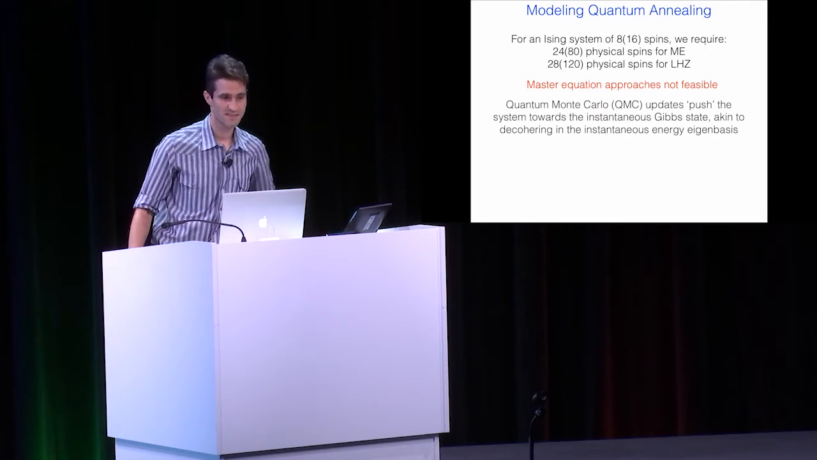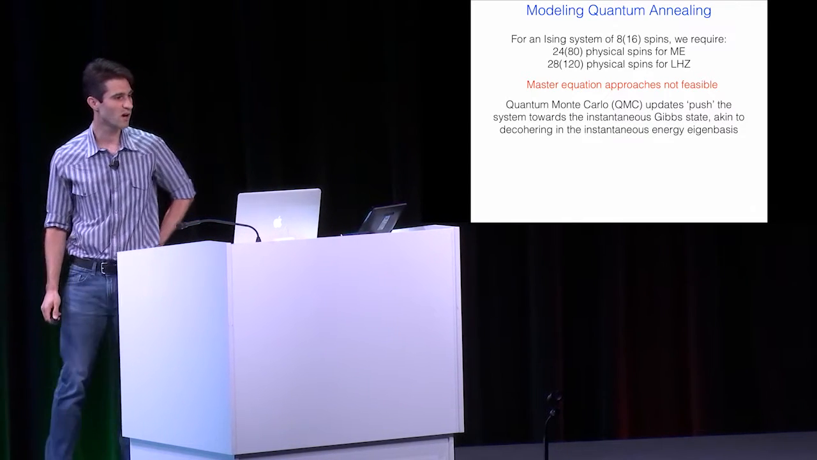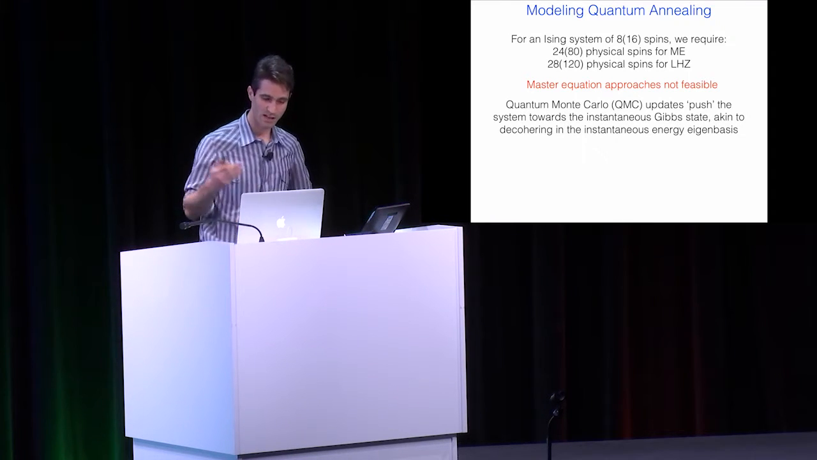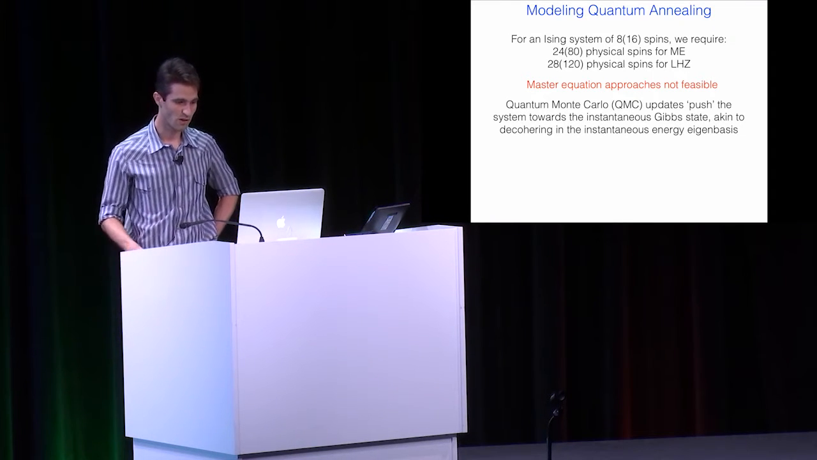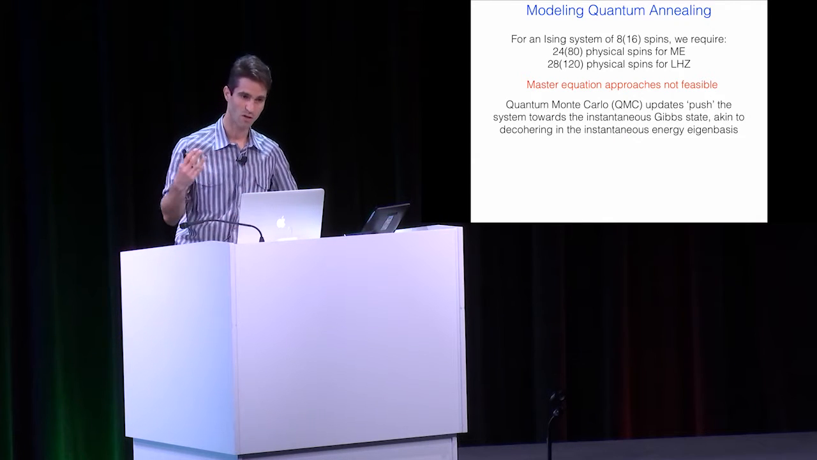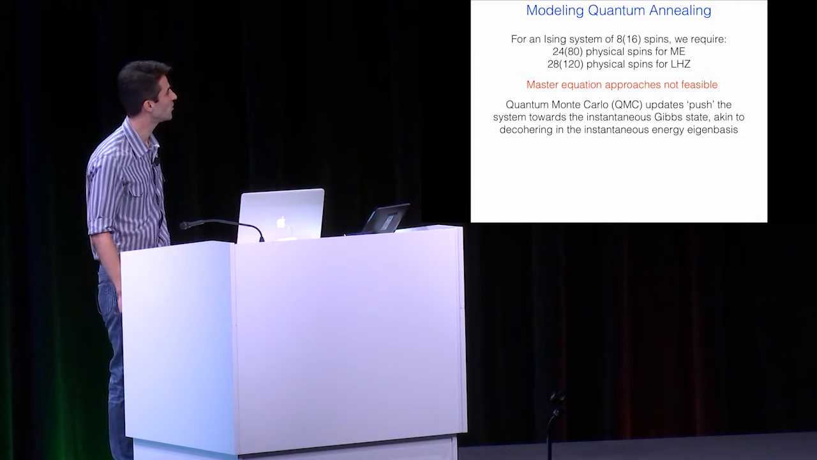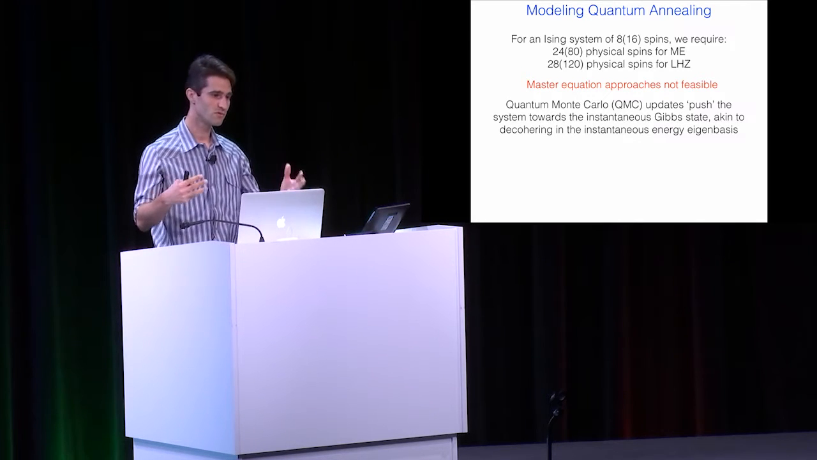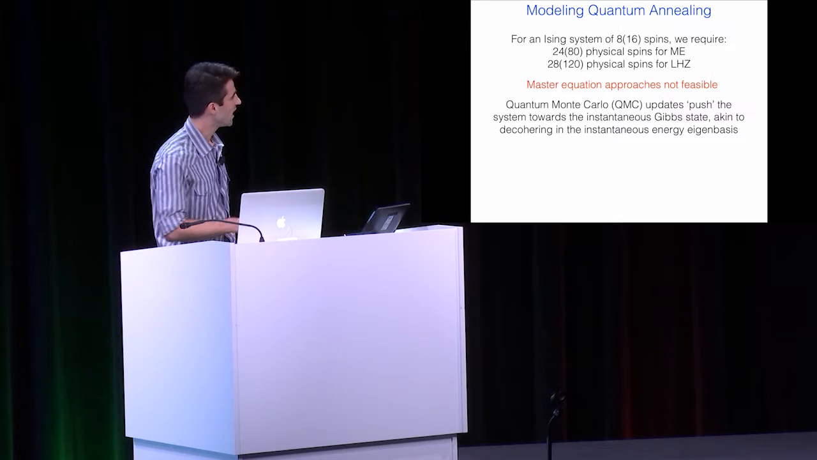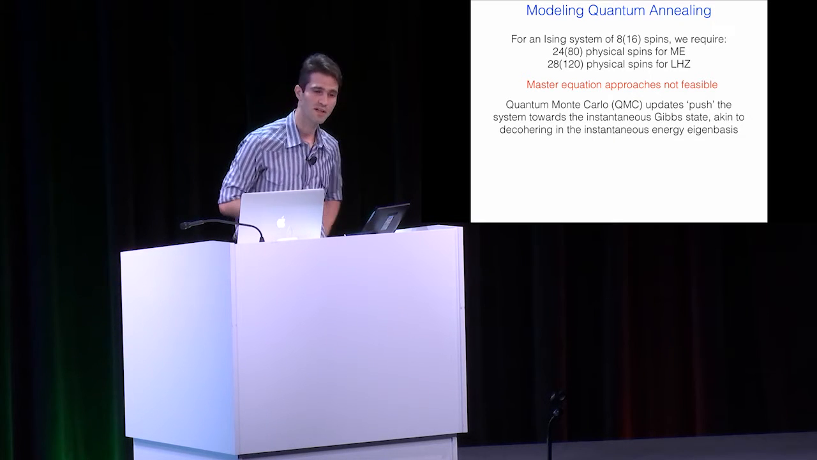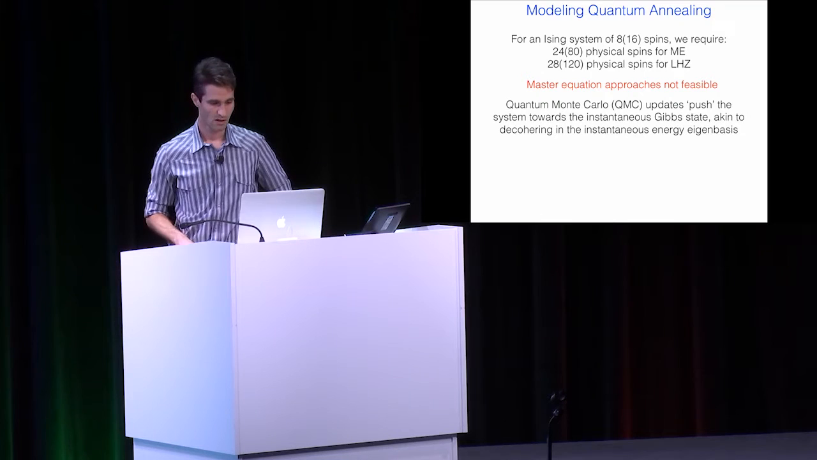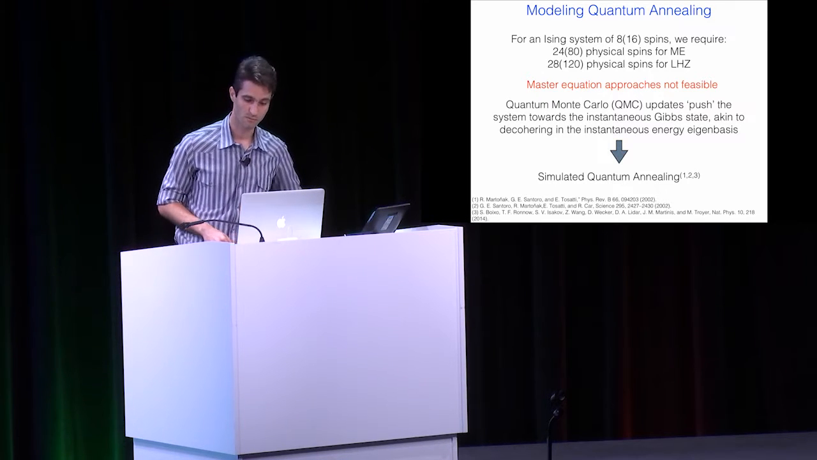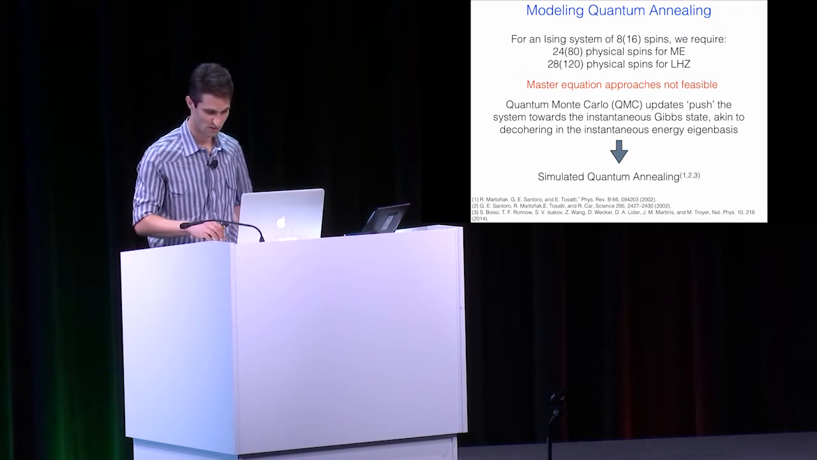But what we've learned, at least a lot at this conference, is that quantum Monte Carlo is a good substitute. The way I like to think of quantum Monte Carlo as a model of a physical quantum annealer is that you can think of the quantum Monte Carlo updates as pushing you towards the instantaneous Gibbs state. That's kind of like decohering in the instantaneous energy eigenbasis. So our method of choice for today is going to be simulated quantum annealing, which we've heard a lot about in this conference.